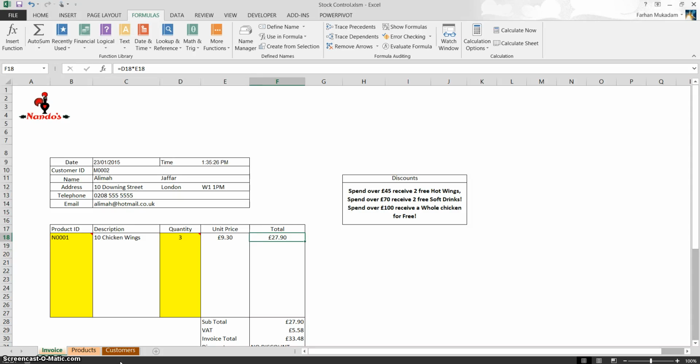Okay, in this tutorial we're going to look at range names. So naming certain cells or particular cells appropriately, so that it makes it easier for you to read formulas or understand what the formula is representing.